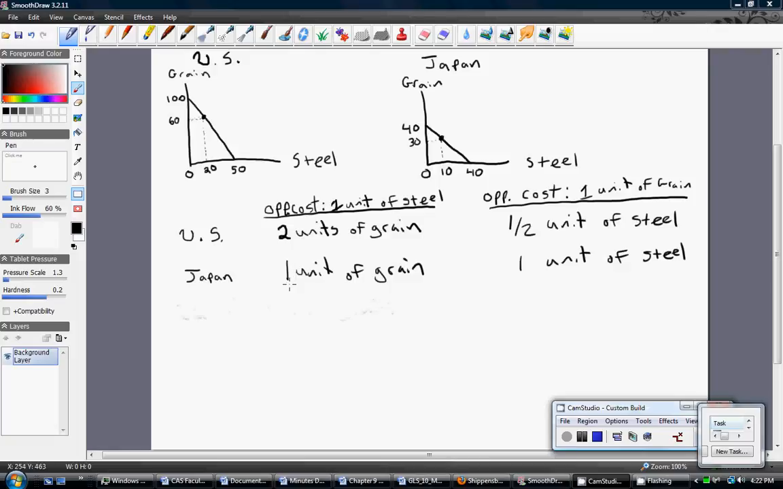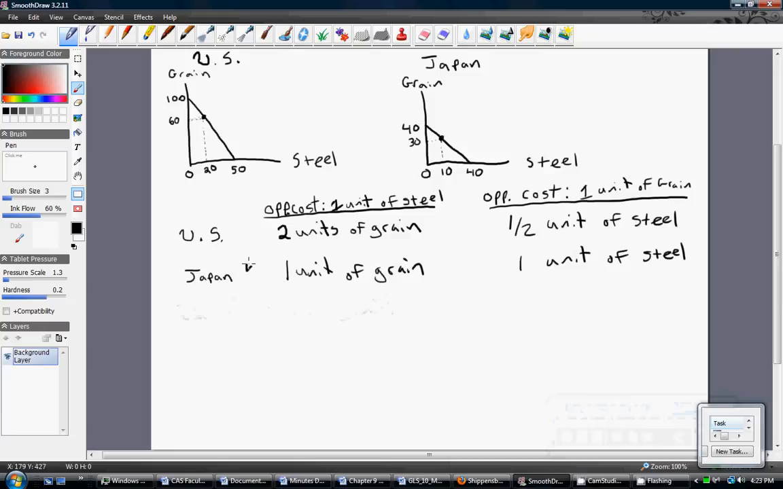In Japan, we're going to calculate the opportunity cost the same way. In Japan, what we give up if we're producing steel is 40 units of grain. What do we get in return? 40 units of steel, so 40 divided by 40 is just 1 unit of grain. So maybe I'll just write that here. And that's where the 2 came from.